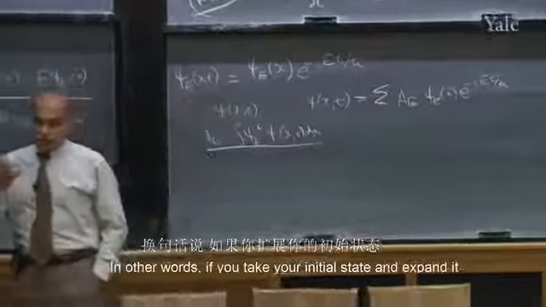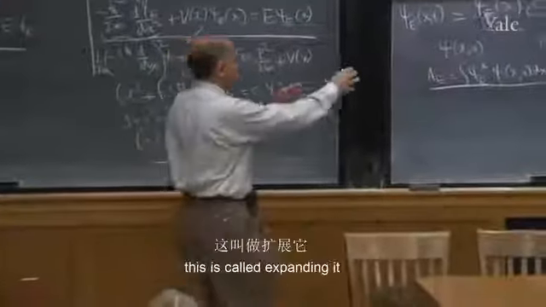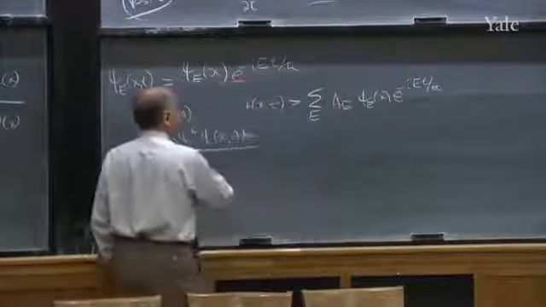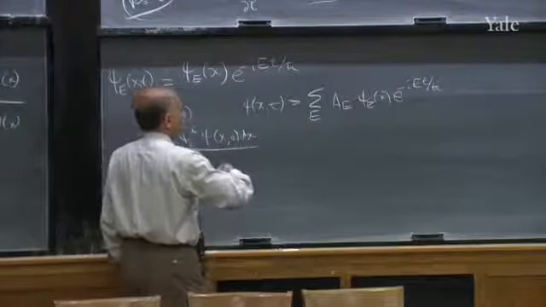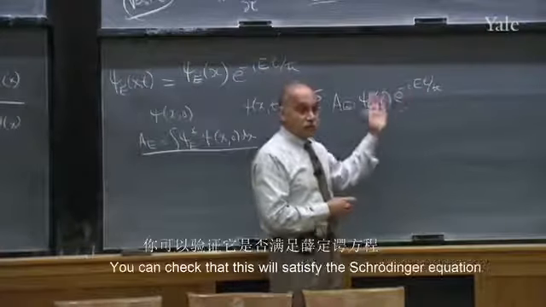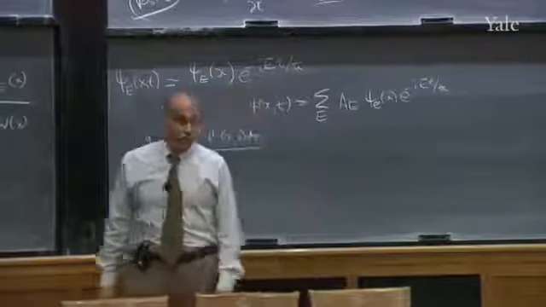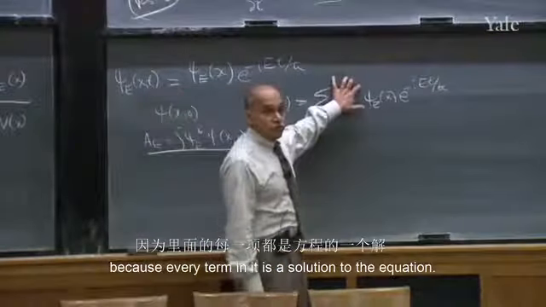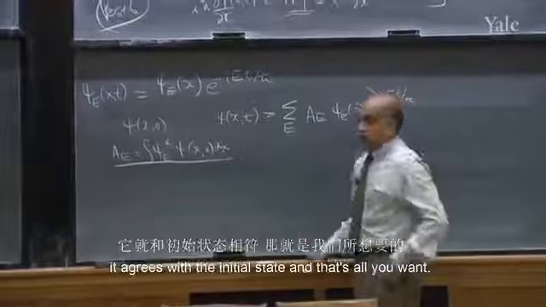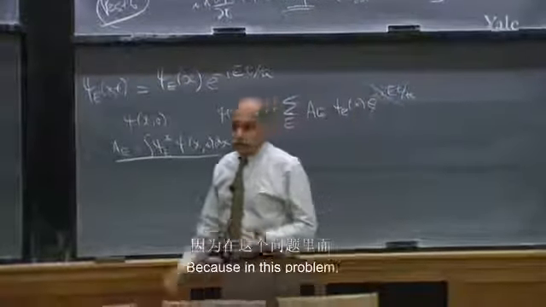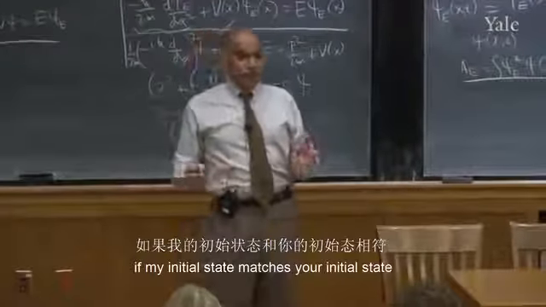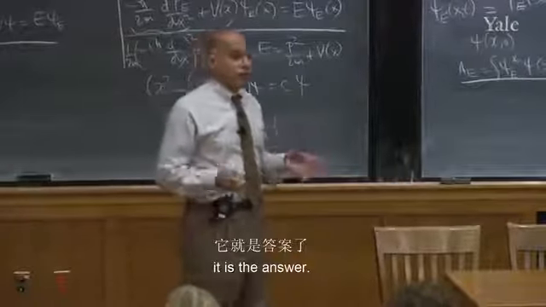In other words, if you take your initial state and expand it, this is called expanding it, as a sum over states of definite energy with some coefficients you compute at t equal to 0, then at any future time, the coefficients are given by simply the initial coefficients times this factor. You can check that this will satisfy the Schrodinger equation, because every term in it is a solution to Schrodinger equation. And at t equal to 0, when you drop this factor, it agrees with your initial state, and that's all you want. Because it's a first order equation in time, if my initial state matches your initial state and satisfies Schrodinger equation, it is the answer. There are no two answers.